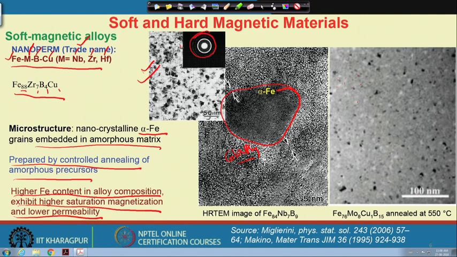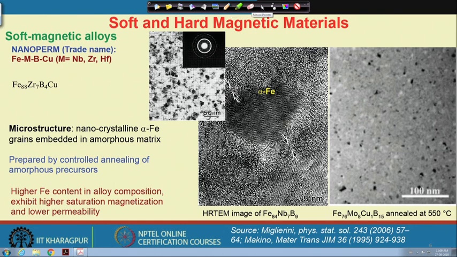You can see the closed ring in the selected area diffraction. Here also is another alloy with molybdenum present. In case of zirconium, the molybdenum is added, where copper and boron both are present. The material was annealed at 550 degree centigrade to achieve such kind of alpha iron precipitate. This is a TEM image that shows the homogeneous distribution of such alpha iron phases that assist in the development of the soft magnetic properties.